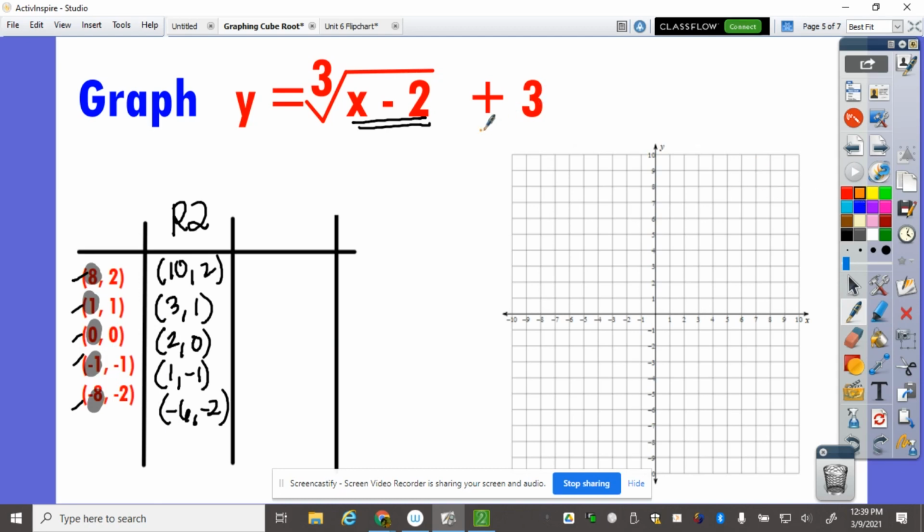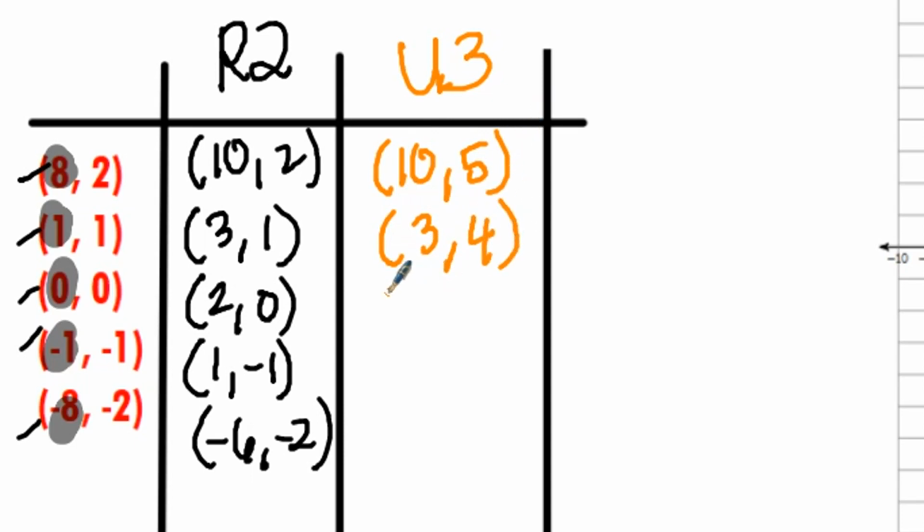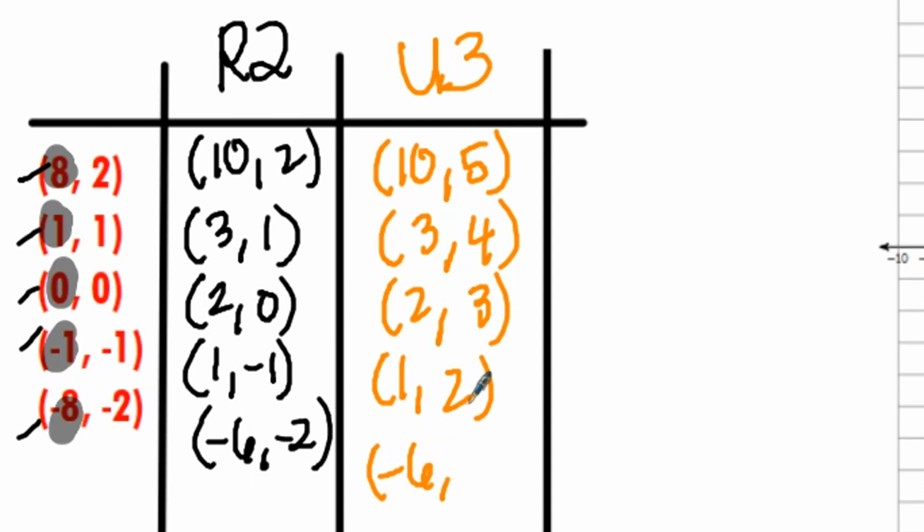Next, it says here we're going to add 3. So we're going up 3. Our y value will go up 3, so we'll be adding 3. This becomes (10, 5). This becomes (3, 4), (2, 3), (1, 2), and (-6, 1), adding 3 to each y value.